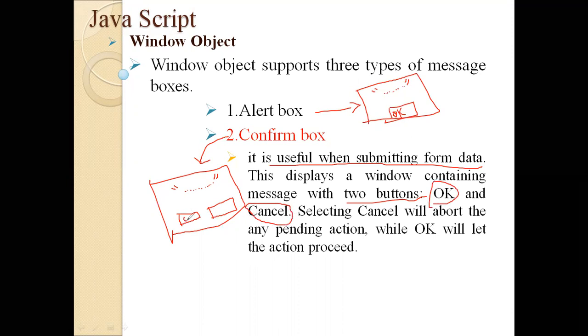There will be two buttons: OK, and the second one is Cancel. OK and Cancel will be the two buttons on the confirm box. Selecting Cancel will abort any pending action, while OK will let the action proceed. So when you click on OK, it will allow the action to proceed.